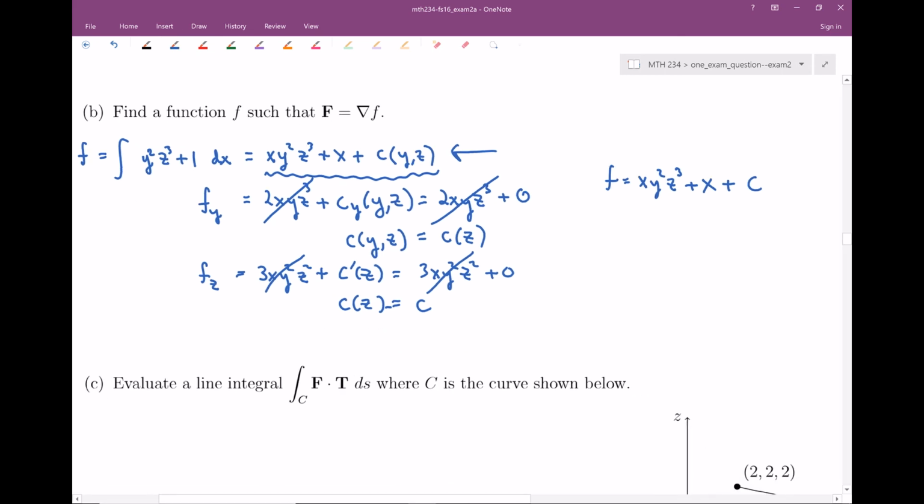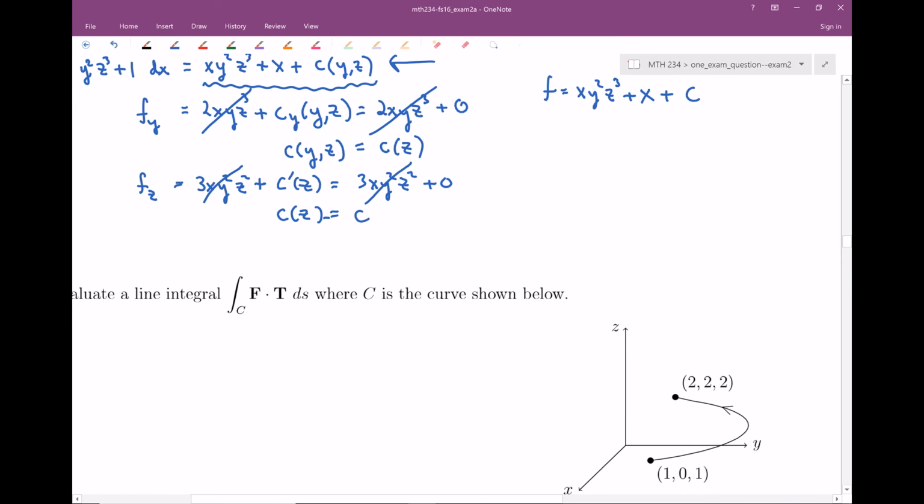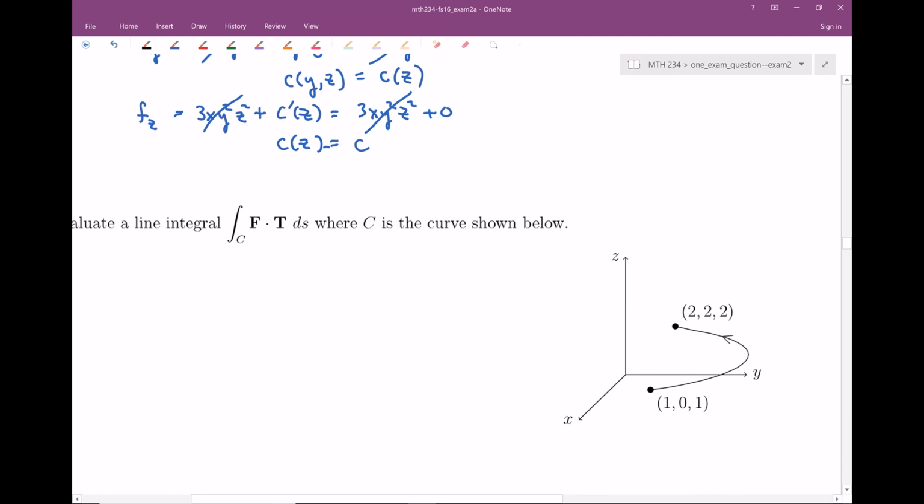All right, so now we know our potential function, our little f. We would like to evaluate this line integral. So our f was already given to us. Our curve here is the curve shown below, but they haven't told us how they parameterize this. This is a very interesting curve. The main thing that I know is that it goes from 1, 0, 1 to 2, 2, 2. And luckily, thanks to the fundamental theorem of line integrals, I know that this is going to be f of b minus f of a. So remember, b is our ending point, a is our starting point. So that's going to be f of 2, 2, 2 minus f of 1, 0, 1.